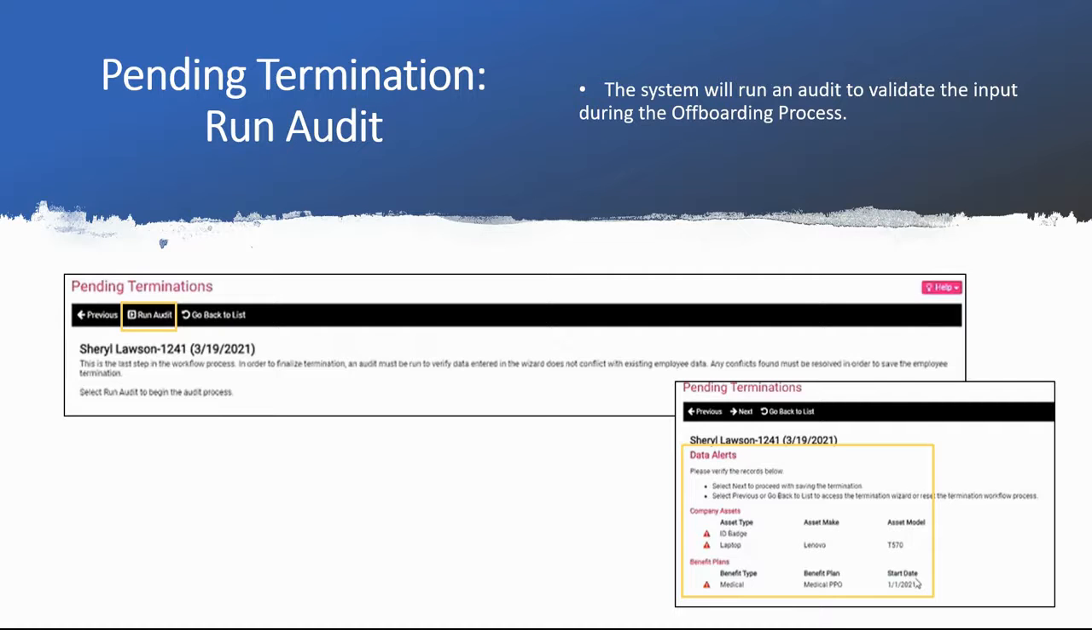If anyone made any changes to the system after the process finished, the audit will identify those changes. It will then run an audit to identify company assets if they were not collected from the employee, as shown in the print screen. Benefits may need adjusting as well. The audit will help the person closing out this offboarding process identify areas requiring additional actions.